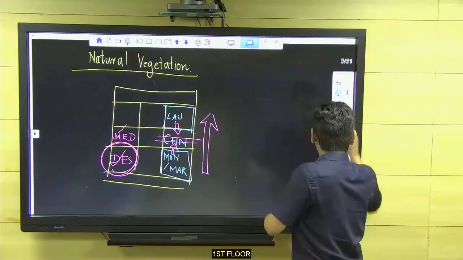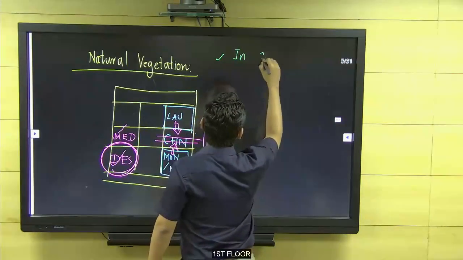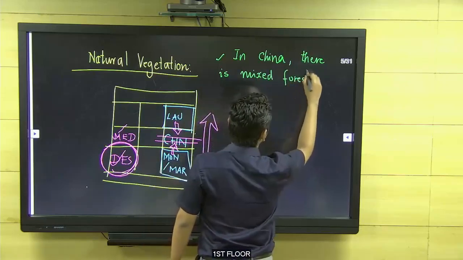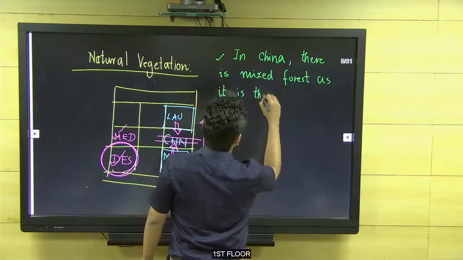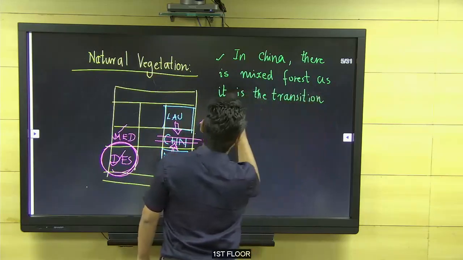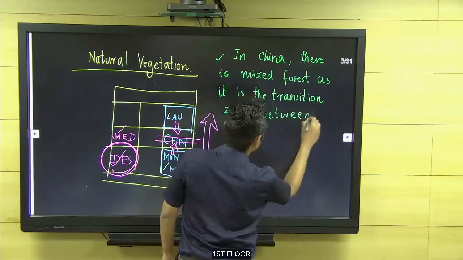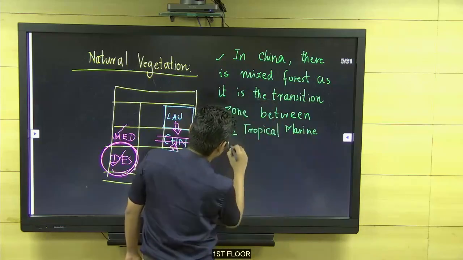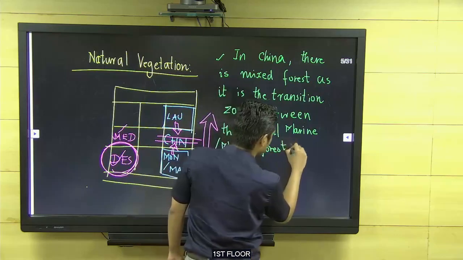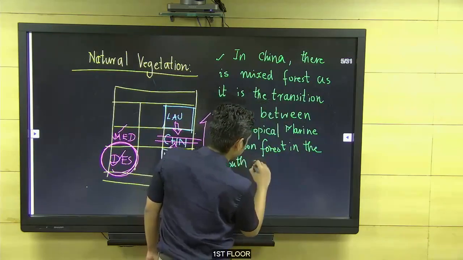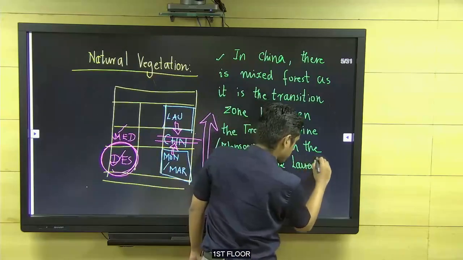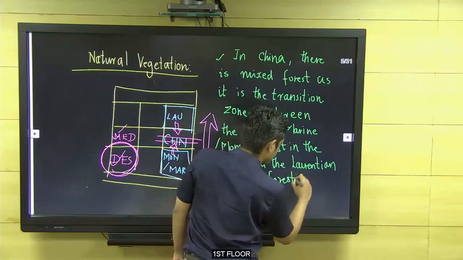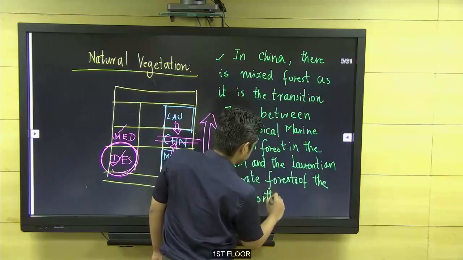Okay, so let me put it this way. In China type, in China, there is mixed forest, as it is the transition zone between the tropical marine or monsoon forests in the south, and the Laurentian temperate forests of the north. So you get mixed forests.